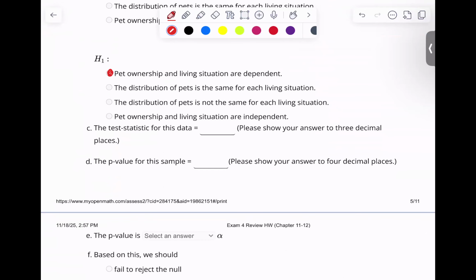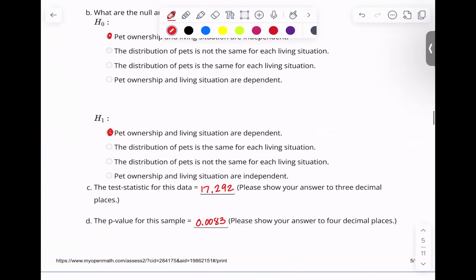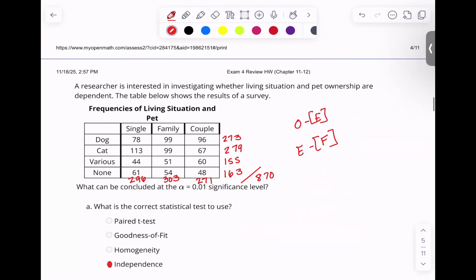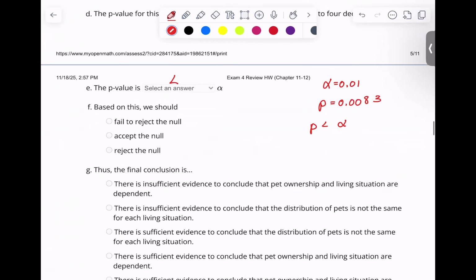So we're going to go put those in. They tell me to 3 decimal places, 17.292, and the p-value is 0.0083. I think they told me 4 decimal places. Okay, that p-value, what was alpha again? Let me scroll up. 0.01. So alpha is 0.01. Our p-value is 0.0083. Okay, p is less than alpha. If the p is low, the null must go. So we're going to reject the null hypothesis.